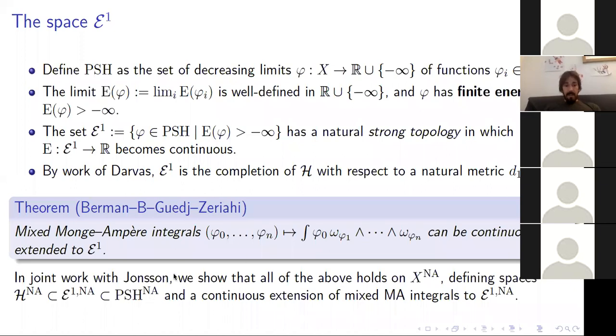And what happens now is that in the non-Archimedean setting, you replace the space X with X^an, the non-Archimedean version of it. And in joint work with Mattias Jonsson, based on previous work with Charles Favre as well, we showed that you can similarly define a continuous extension of mixed Monge-Ampère integrals to the full space E1^NA, the non-Archimedean version of E1, which is again defined. It's exactly the same definition.